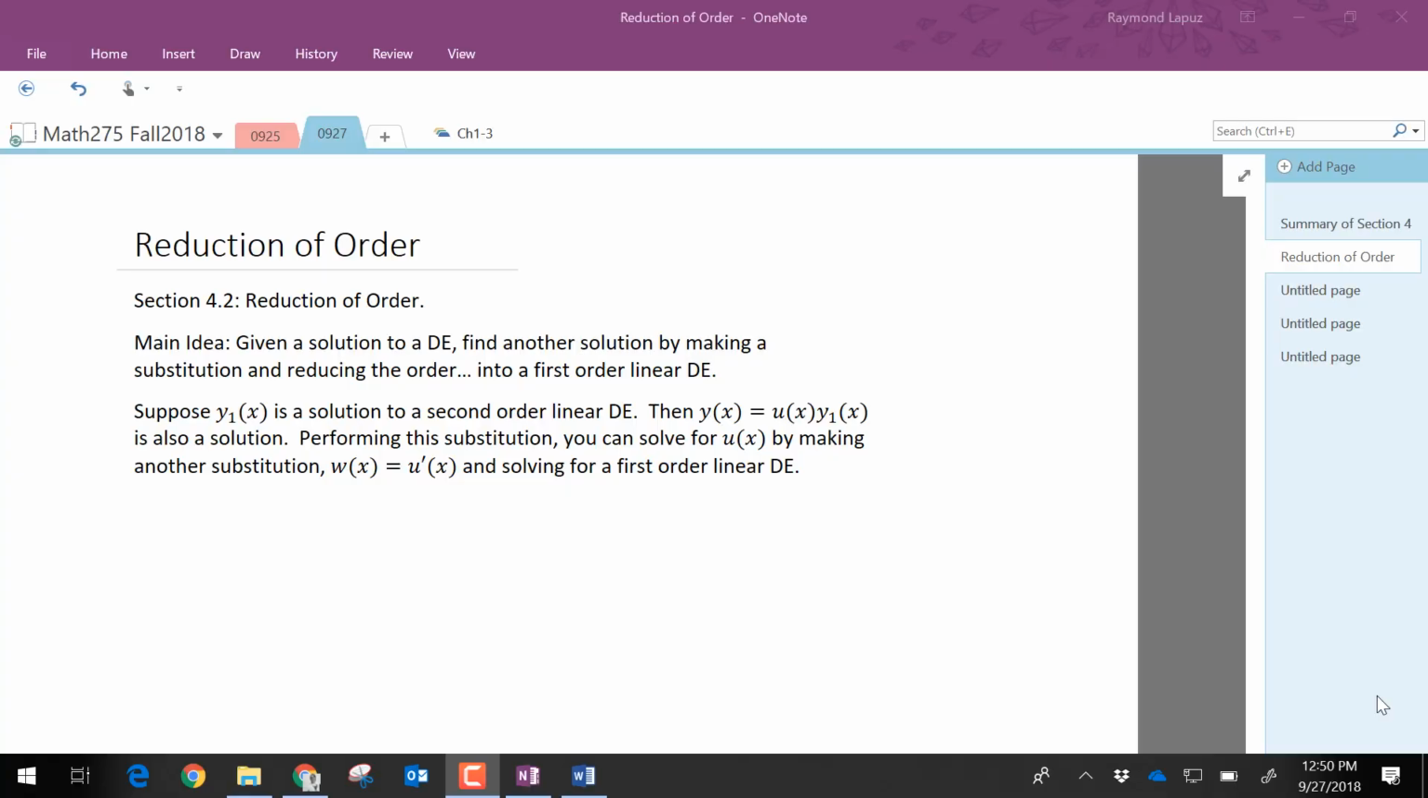We're going to take a look at a particular tool for a second order differential equation. Assume that we already have one solution to a second order differential equation, and then try to find the second solution for your differential equation. So this idea does come up a couple of times in our process of looking for the solutions to differential equations.